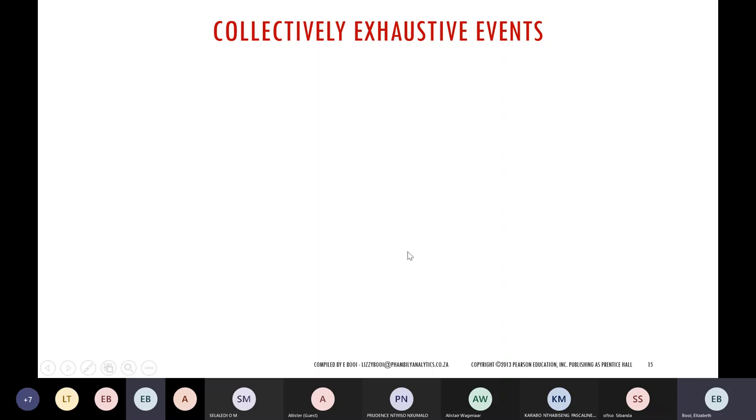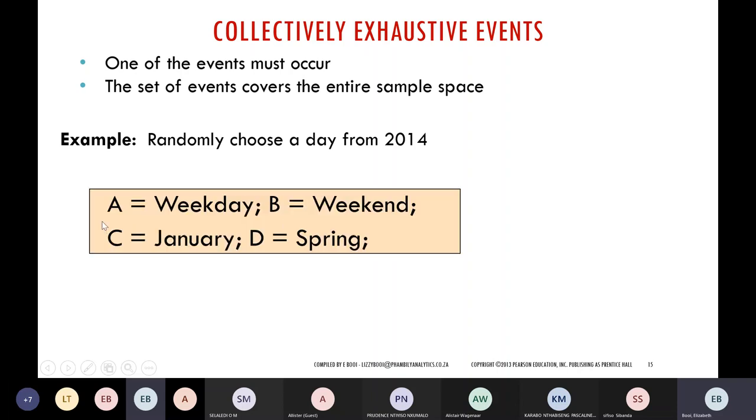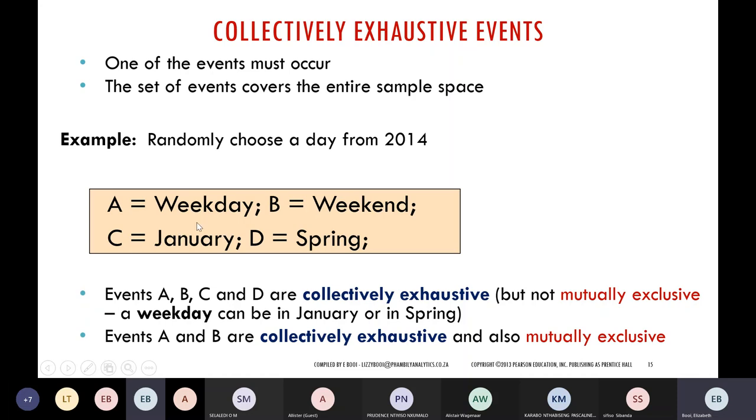So we also spoke about the collectively exhaustive events. We said the collectively exhaustive events are events that make up all the events that are in the sample space. And they need to cover the entire sample space. And with that, we said, if we're looking at this example where we have A, B, C, and D events, all of them combined are collectively exhaustive, but they are not mutually exclusive because A can also occur in C, or B can occur in C, or it can also occur in D. They are not mutually exclusive. But A and B on their own are collectively exhaustive events, because they make up all the days within 2014. And they are also mutually exclusive because a day on a weekday cannot be a day on a weekend.